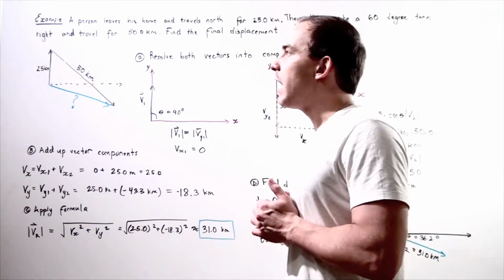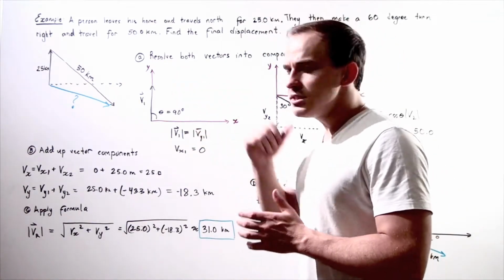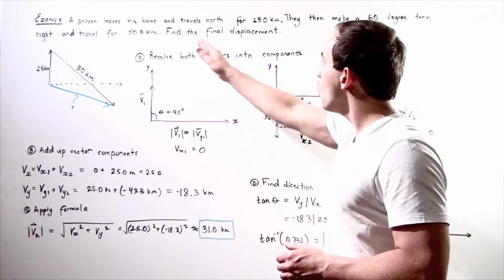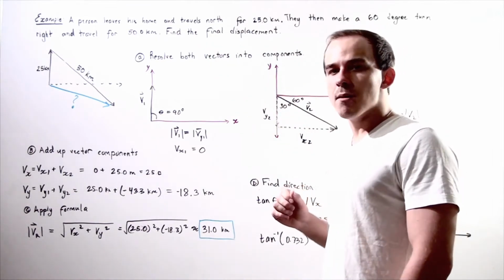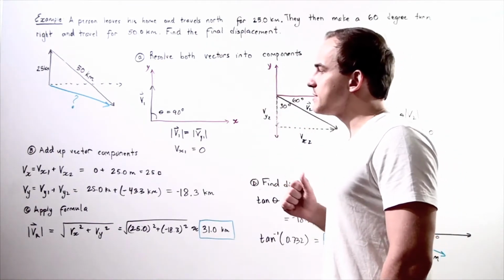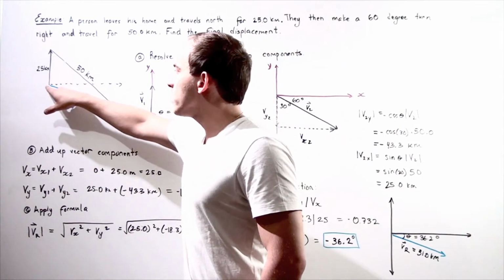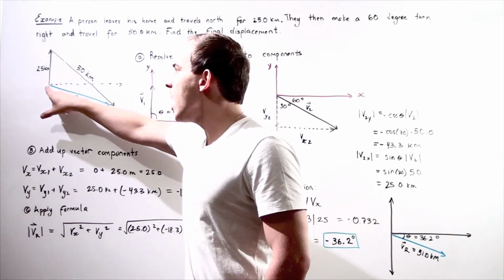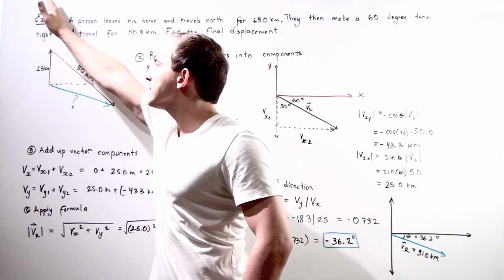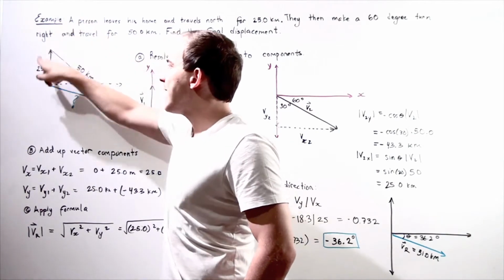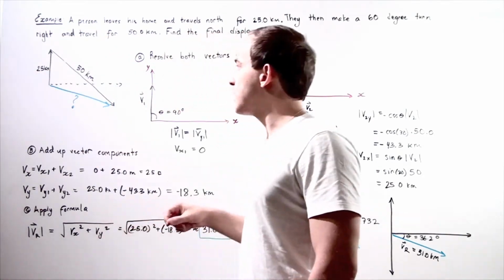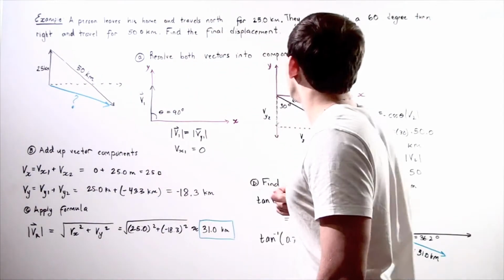So let's look at the following example. A person leaves his home and travels north for 25 kilometers. So let's symbolize that by vector 1. So here we have a person traveling upward along the y-axis. So our magnitude is 25 kilometers. So that's vector 1, v1.